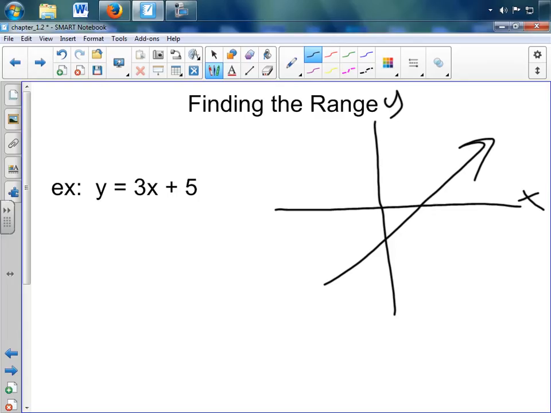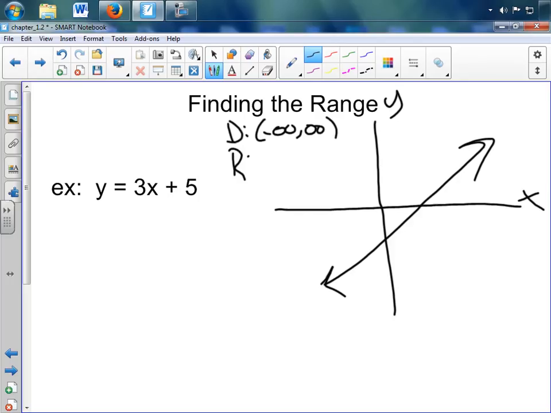When we had a graph that looked like this, the domain, we wanted to know how many x values would work. And these go forever each direction. So what would the domain of this be? Okay, the domain would be negative infinity to infinity.